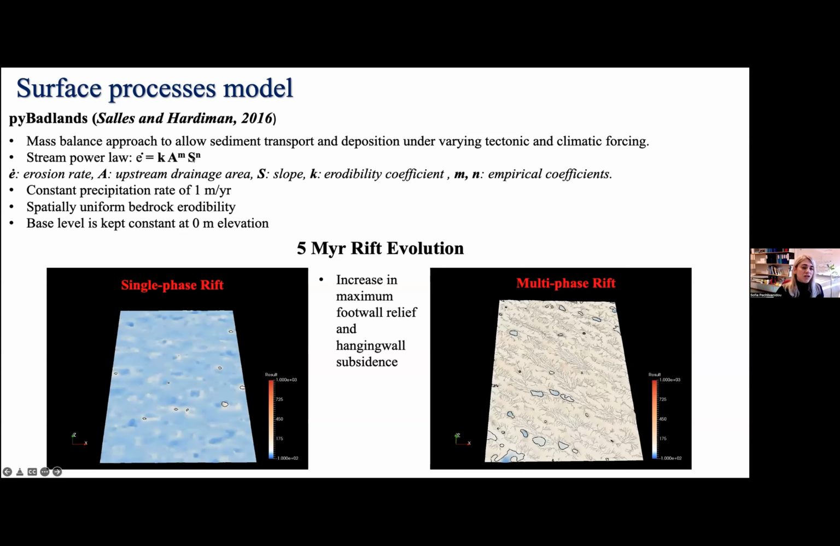In our simulations, we use a constant precipitation rate of 1 meter per year, a spatially uniform bedrock erodibility, and we kept the base level constant at 0 meters elevation. So now I will show you two videos that show how the single phase and the multi-phase rift evolved for a total period of 5 million years.